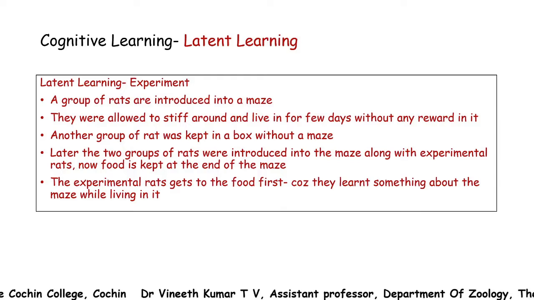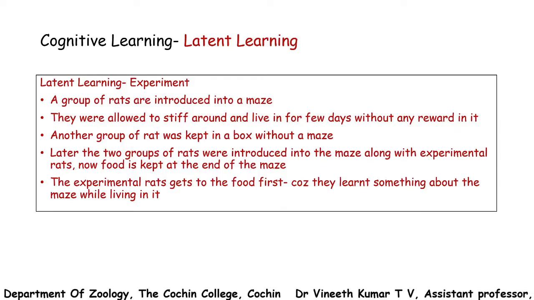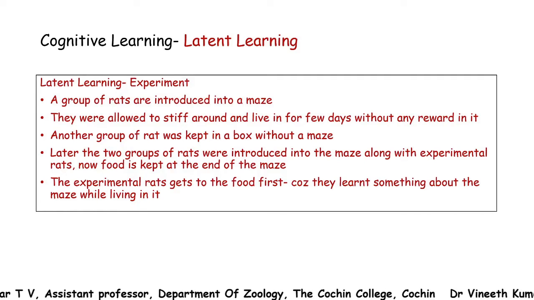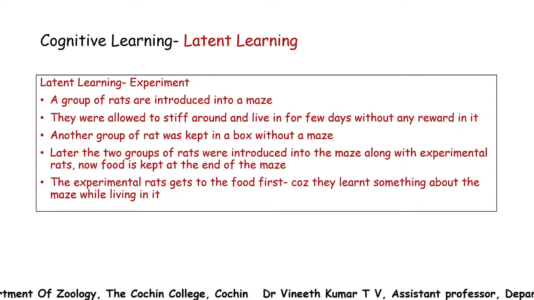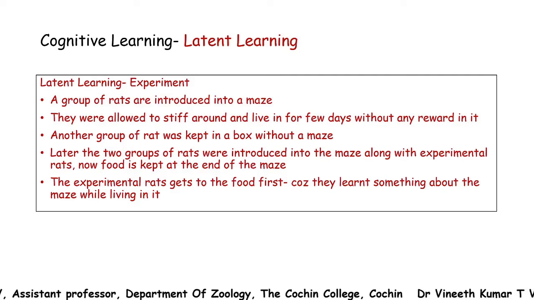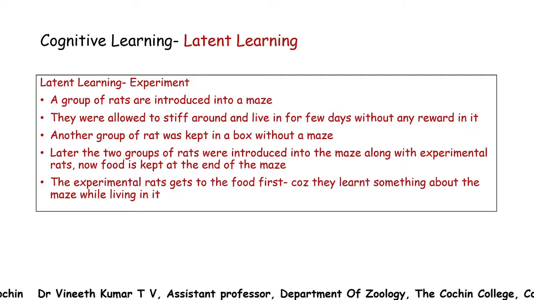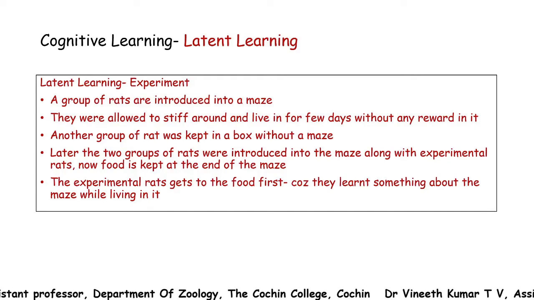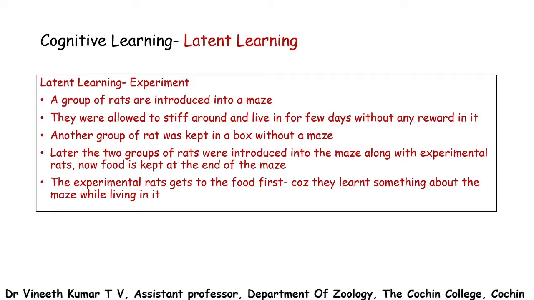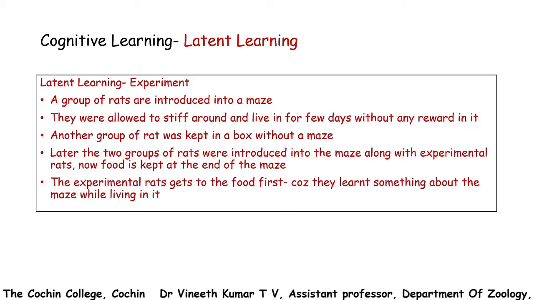So what happened was that in the subsequent experiment, they took a few rats from the two groups, the rats which were in the normal box and the rats which were in the maze, and they kept food at one end of the maze. Okay, so there was a path inside the box, and the food was kept at another end. And what they did is they released these two groups of rats. That is, the one group which was already present in the maze or lived in the maze, and the other group which did not have any idea about the maze.